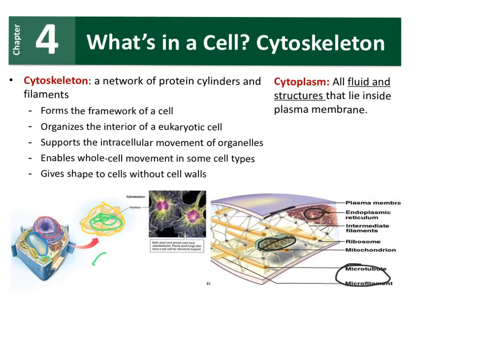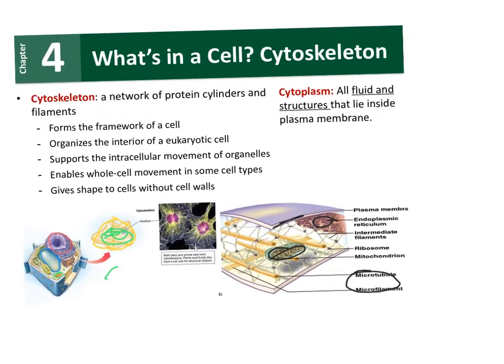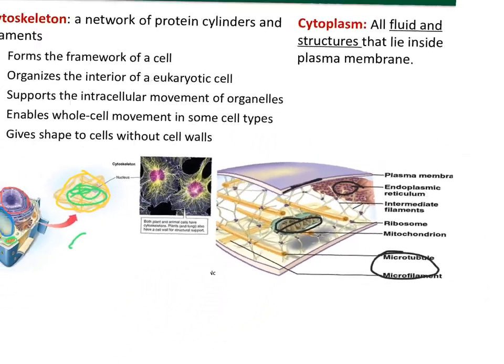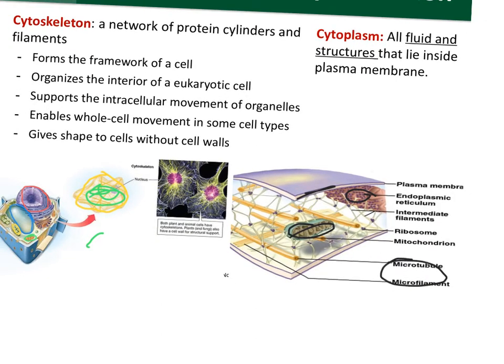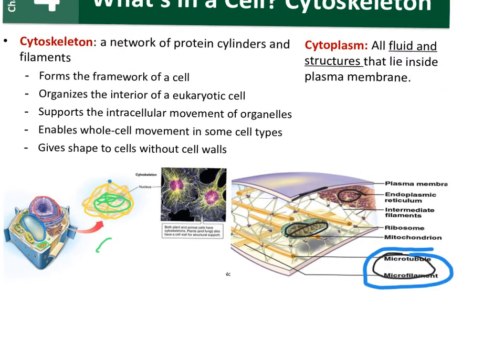Okay, so here's the framework. First of all, there's a cytoskeleton, and it's basically a network of protein cylinders and filaments, microtubules, microfilaments, you can see right here. And it provides a structure like the frame of a house. And it organizes the interior of a cell. It supports intracellular movement of organelles. It enables whole cell movement in some cell types. In other words, it actually allows cells to move. And it also gives shape to cells without cell walls.